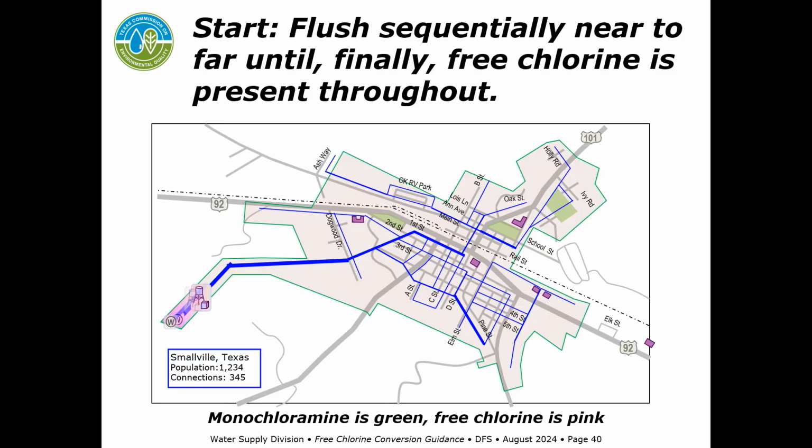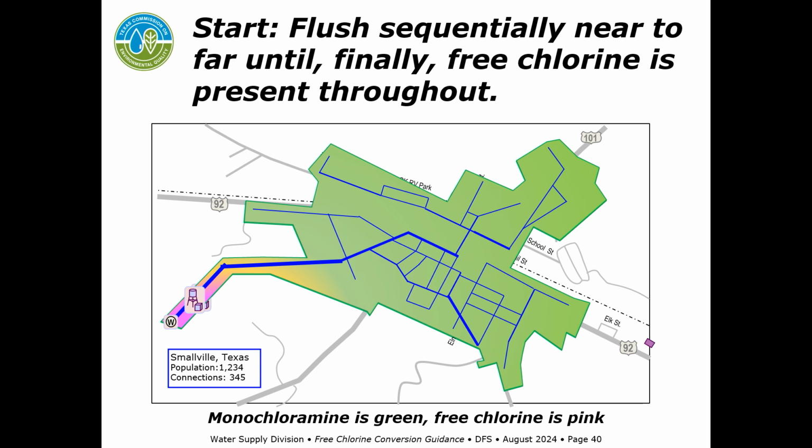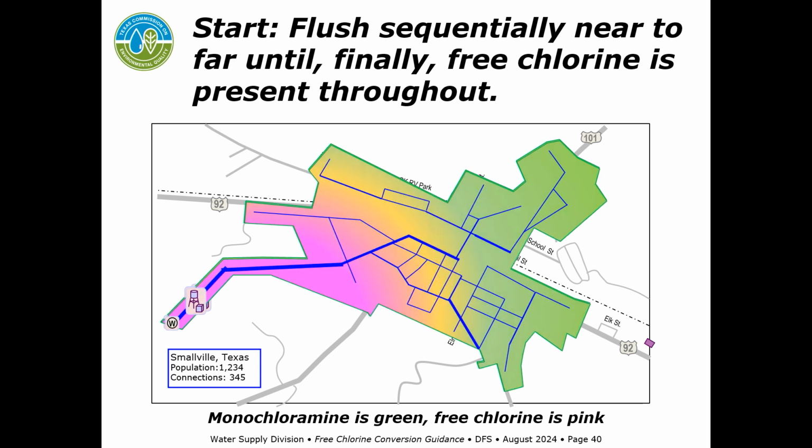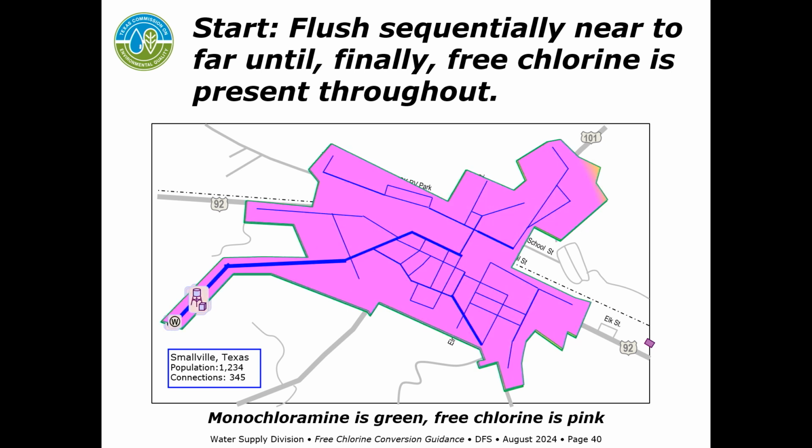A way to illustrate that is, let's say at the beginning the free chlorine is pink and the monochloramine is green. So you're in this part of the animation here, you're just starting to get free chlorine into the system, just flushing the first parts. Then you're going to flush a little bit, get more of the system converted, and then finally get the whole system converted. So again, I'm just trying to emphasize that sequential process of flushing.